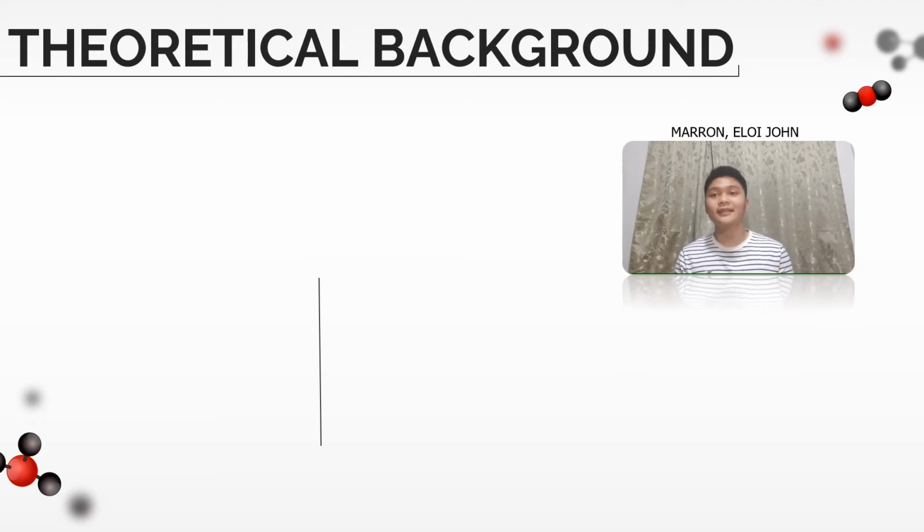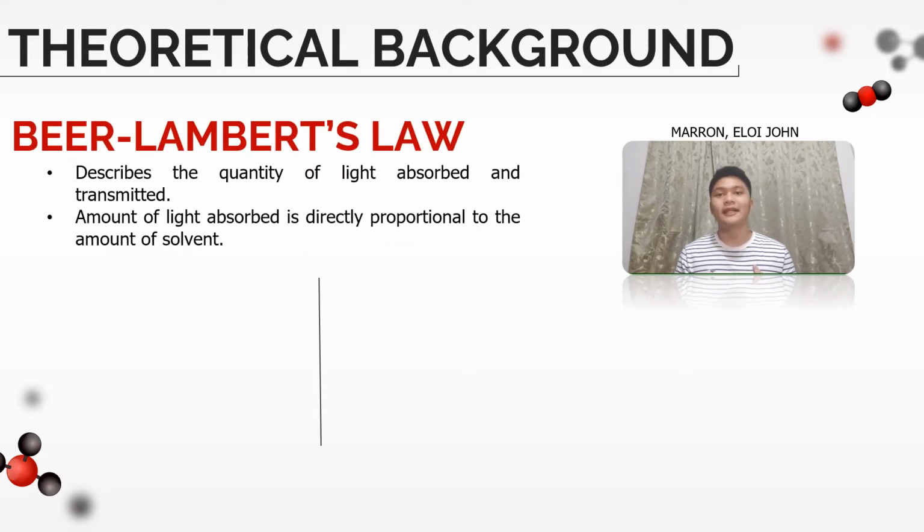So, if we collect this data continuously over the duration of a chemical reaction, we can gather the changes in absorbance and the change in concentration of a substance over time. In order to do this, we will use the Beer-Lambert law, which relates the amount of material in a sample to the absorption of light passing through it. This law helps us to describe the quantity of light absorbed and transmitted. According to this law, the amount of light absorbed is directly proportional to the amount of solvent.